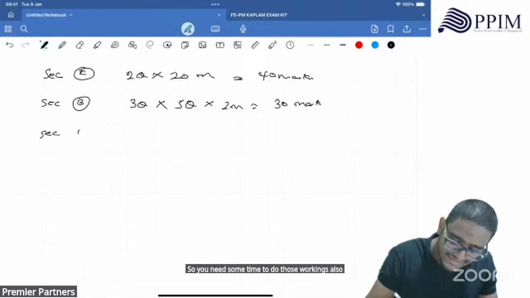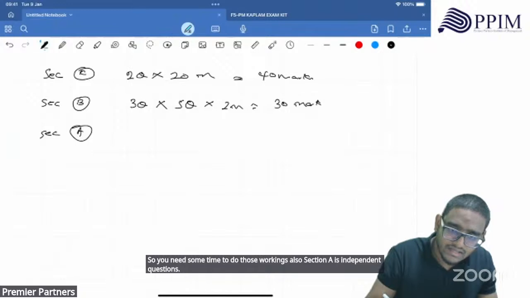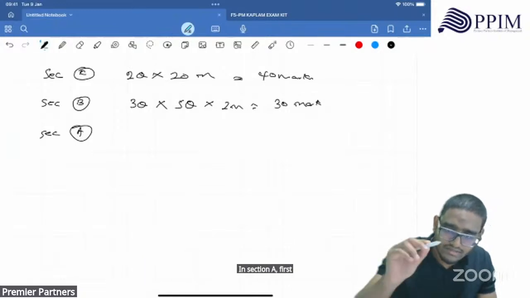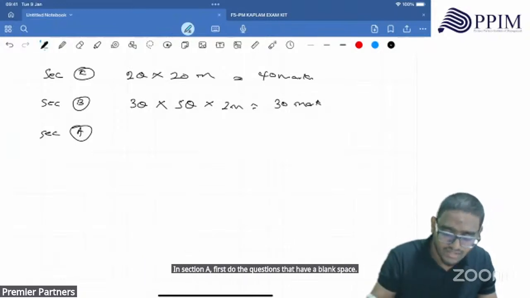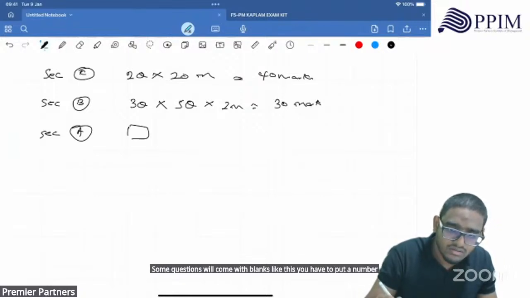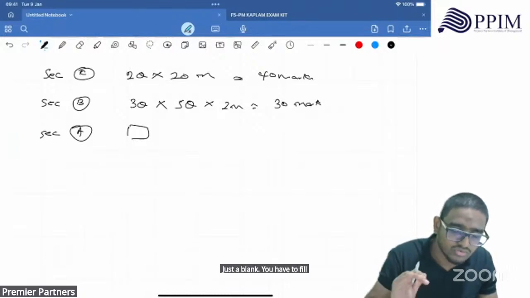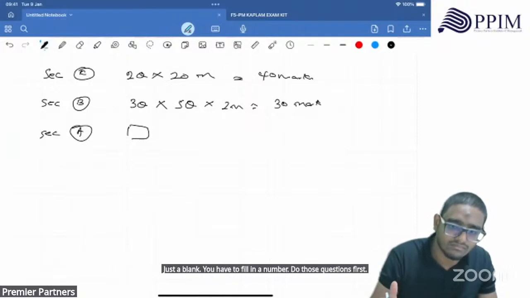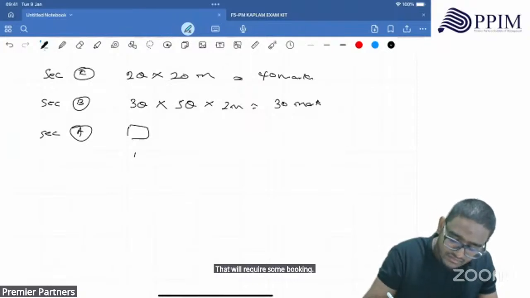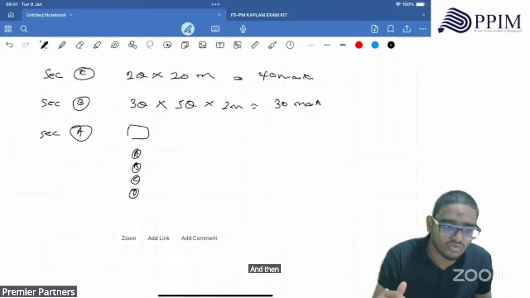Section A is independent questions. In section A, first do the questions that have a blank space. Some questions will come with blanks like this. You have to put a number. No options given, no A, B, C, D given, just a blank. You have to fill in a number. Do those questions first. That will require some working. Finally, go to questions that have A, B, C, and D, and then pick one of these that you feel appropriate.